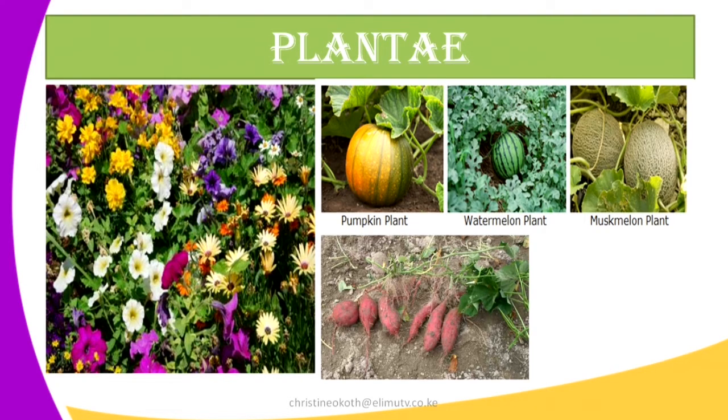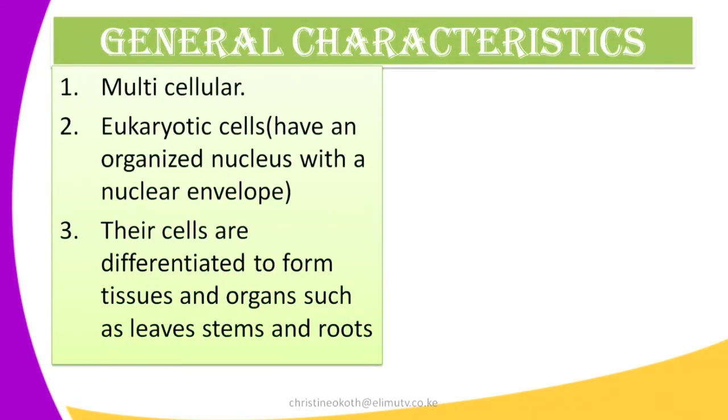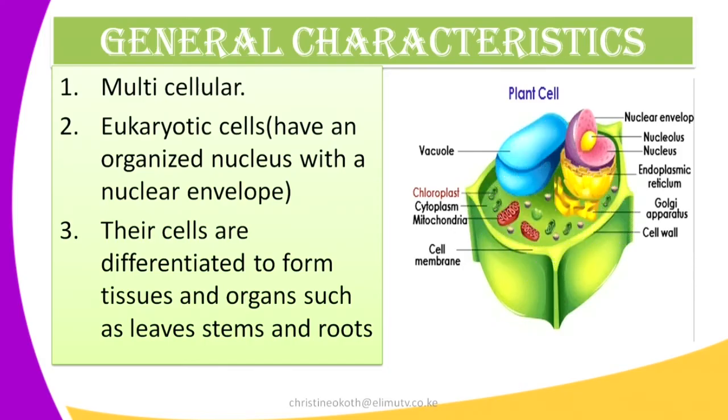So let us look at these characteristics. These are just the general characteristics of plants. What is that thing that identifies an organism as a plant? First of all, they are multicellular. It means that they are made up of many cells, compared to the bacteria, which are unicellular, meaning that they are made up of just one cell.